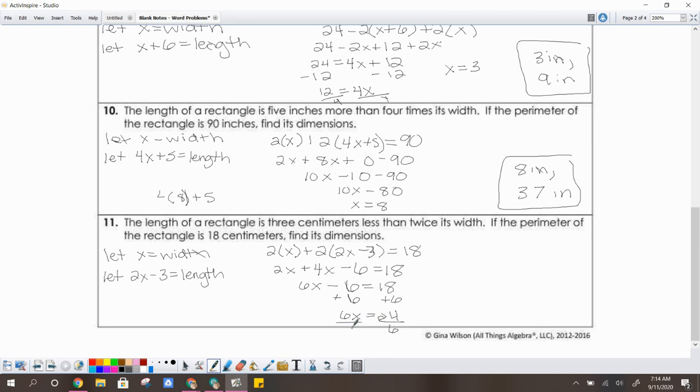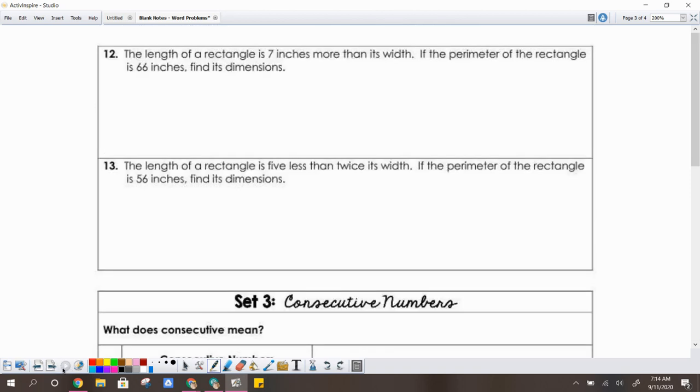And then once you get your x answer, take 4, plug it in over here for your length. All right, and then when you get your final answer, you should have 4 centimeters and 5 centimeters. All right, so let's try 2 more.